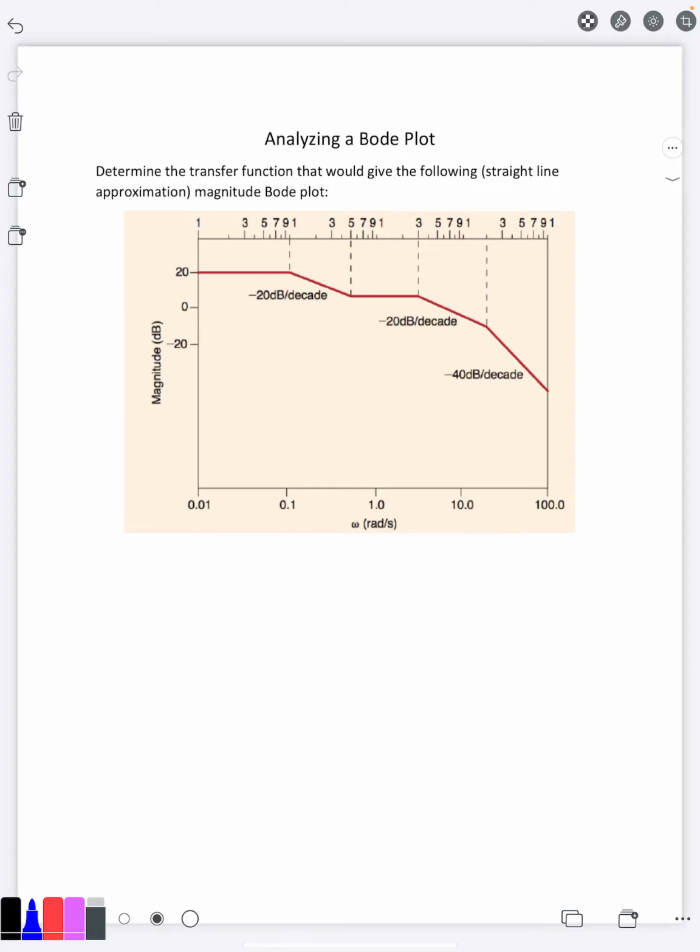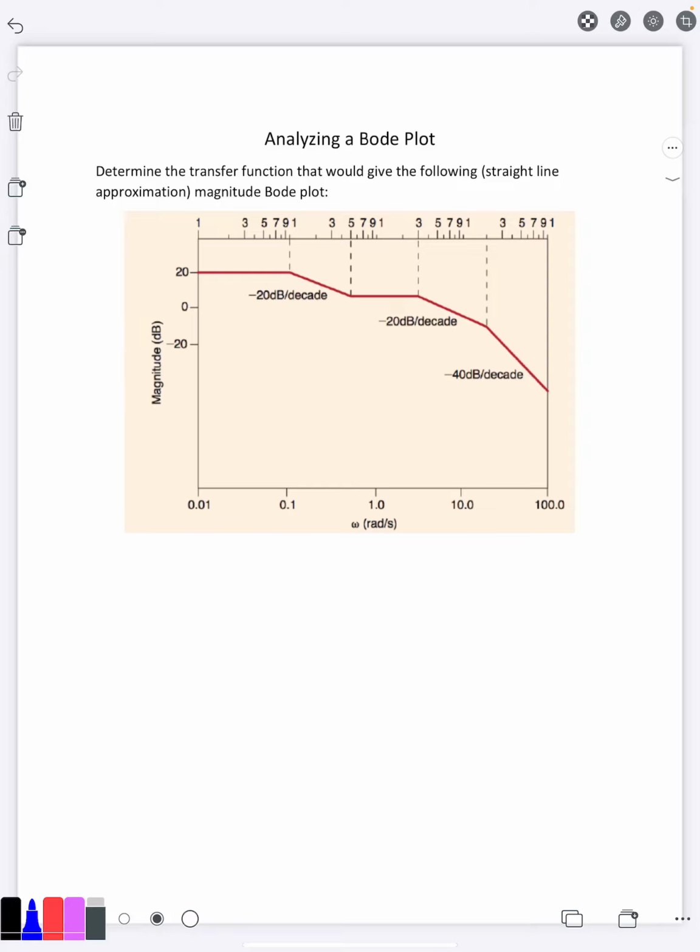In this video, we're going to analyze a Bode plot and try to figure out what the transfer function was given the graph that we have. As usual, we're only going to deal with the straight line approximation of the graph in order to talk about it, but in reality, again, you would see a more correct actual graph. It's a little bit smoother than what we have here.